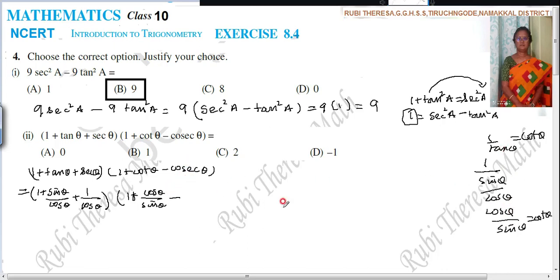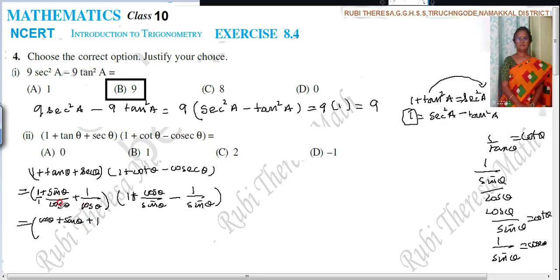Next minus cosecant theta. Cosecant theta is what? 1 by sin theta. If it is C, then it has to be cosecant. So 1 by sin theta is cosecant theta. Don't write cos theta. Understand? So just take the LCM. So cross multiply this. This 1 by 1 here. That means numerator and denominator are multiplied by cos theta. Isn't it? So cos theta plus sin theta plus 1.